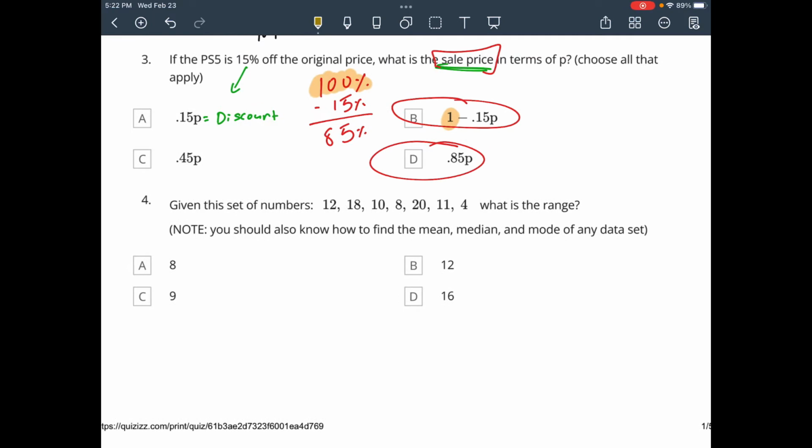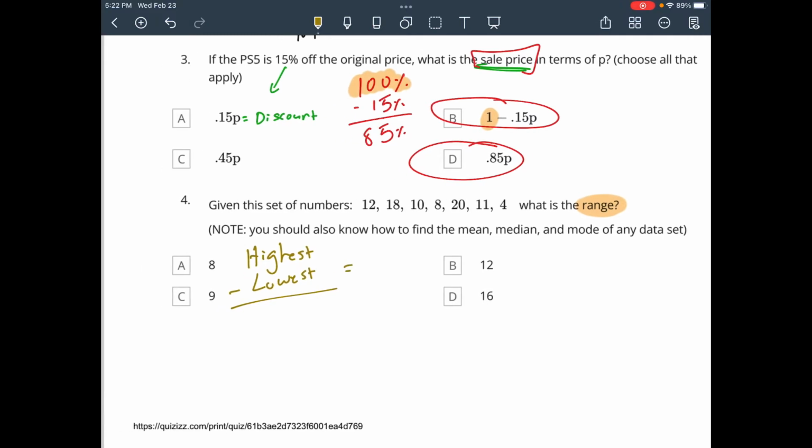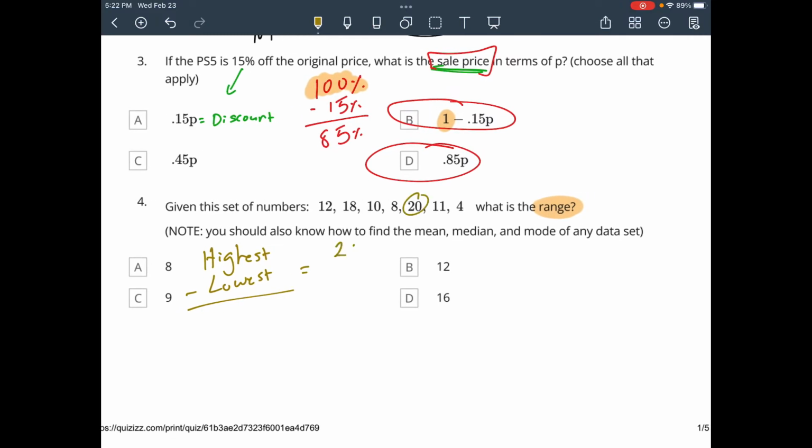Number 4. Given you have a set of numbers 12, 18, 10, 8, 20, 11, and 4, what is the range? Well, what does range mean? Range means the highest number minus the lowest number. The highest number is 20. Then subtract the smallest number, which is 4. And that gives us our answer. 16.